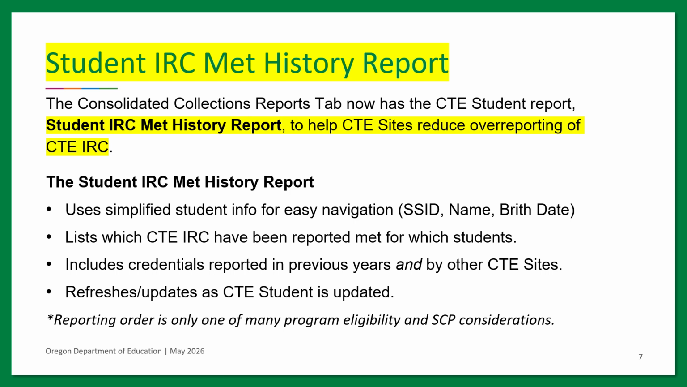The Student IRC Met History Report defaults to being shown in the Consolidated Collections interface with options to reorder the report rows by clicking a desired column header. Click the header once to sort in ascending order, a second time for descending, and a third time to return to original order. There is also a download button if you'd like to work with the report in spreadsheet software like Excel.